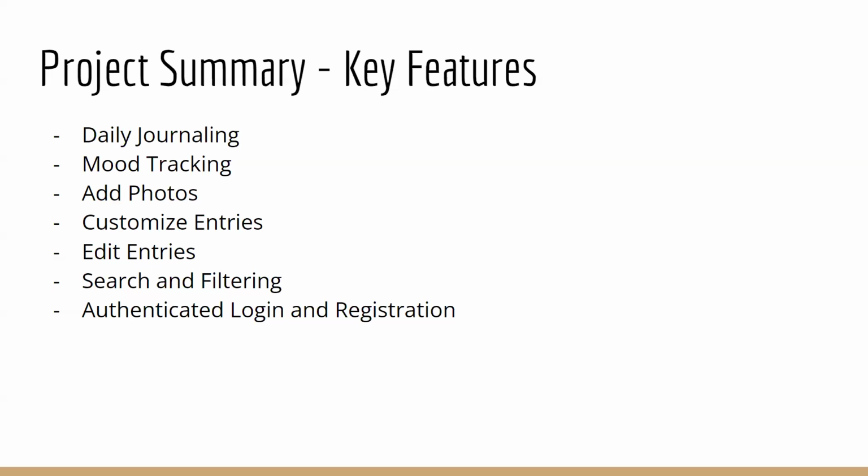Third, adding photos. Users can upload their photos on the journal page to capture moments or emotions visually. Fourth, customizing entries. Users can customize their journal entries with options such as font, color, and background. Fifth, edit entries. Users can modify or delete journals on the entry list. Changing the order is also available. Six, searching and filtering. Users can search and filter entries by specific dates, emotions, or keywords.